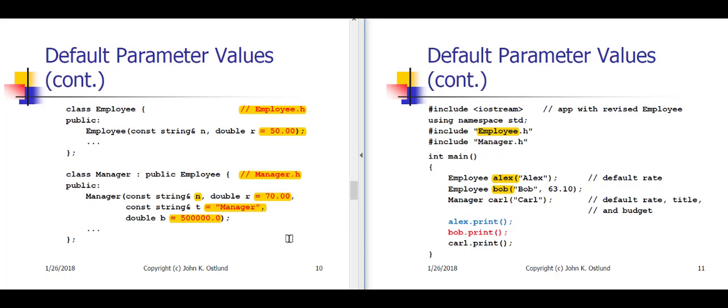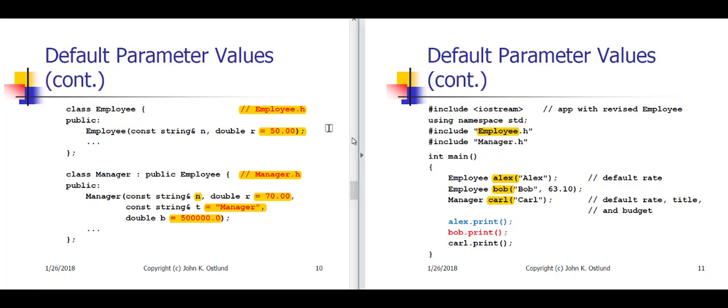So here in my application on slide 11, I've created a manager object named Carl, and all I've specified for Carl is the name. So Carl's rate is going to be 70 by default, Carl's title is going to be manager by default, and Carl's budget is going to be $500,000 by default.